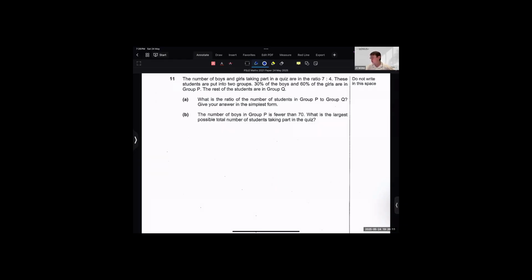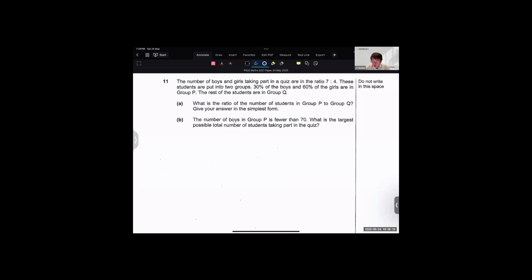There are several different ways to do this question. I'm going to do it using repeated identity. The number of boys and girls taking part in the quiz are in the ratio 7 to 4. Then we put the students into two groups, right? And so 30% of the boys and 60% of the girls are in group P. And the rest of the students are in group Q.